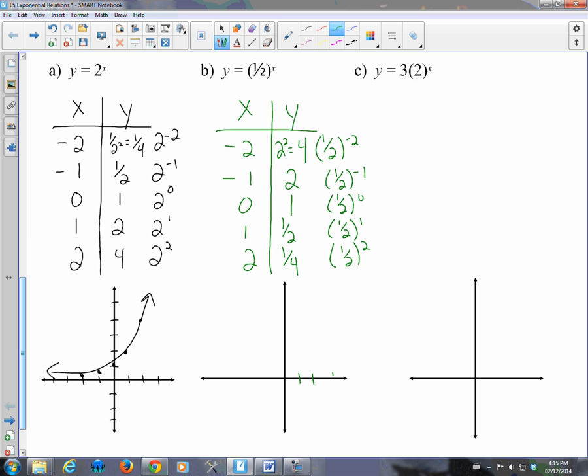I give myself a little scale. So I have -2 and 4, -1 and 2, 0 and 1, 1 and 1/2, and 2 and 1/4. And I join up the points, and I get my nice curve like before. And the last one.